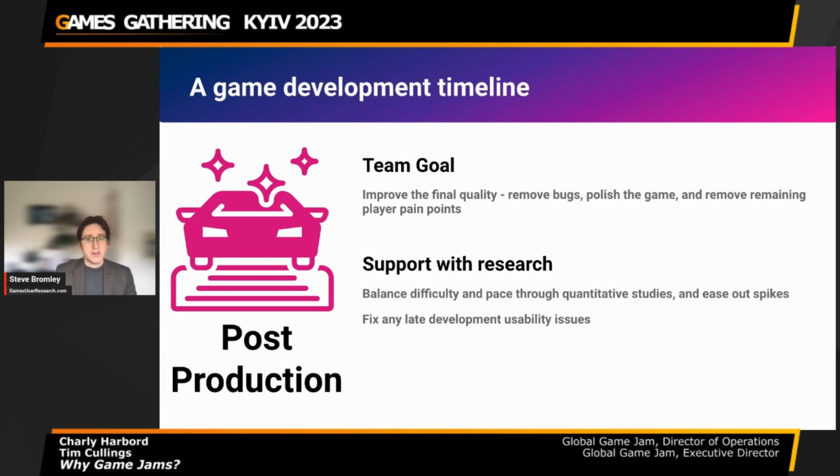In that post-production phase, teams are looking at polishing, removing bugs, increasing the quality of the art, doing little polish things, and removing any remaining player pain points. Again, playtesting, very valuable at this stage. When you've got this complete experience, we want to start balancing the difficulty and the pace of the game, running larger quantitative studies to ease out any difficulty spikes or ease out any bits that are slow or boring, and do that through large measurement-based studies.